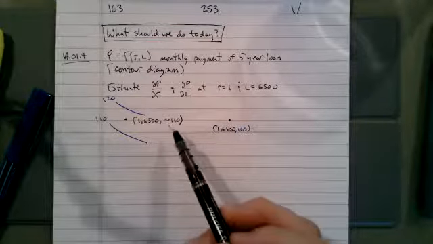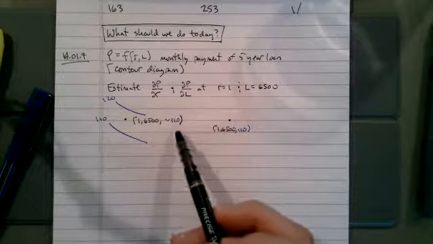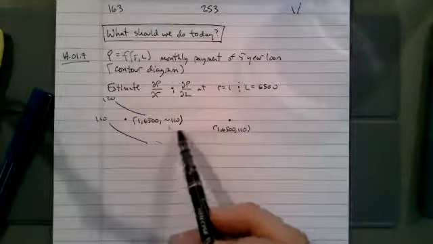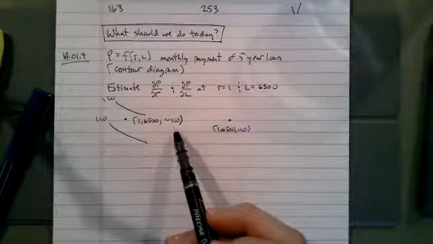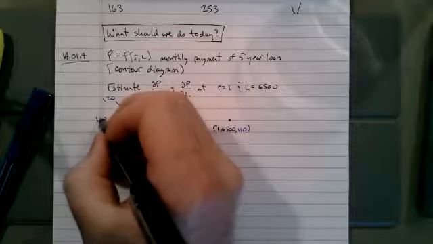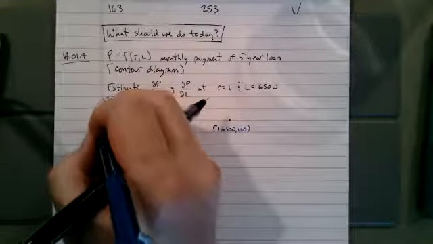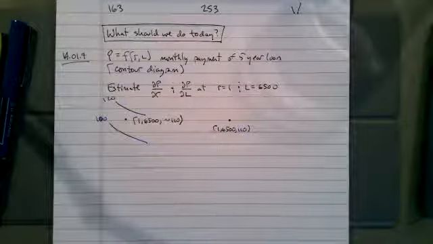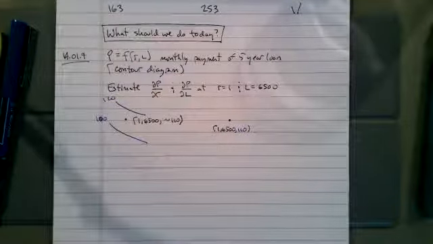So looking at the contour diagram, we want to read where things are. At 1% and 6,500, it looks like the payment is going to be approximately 110, because we're halfway between the 100 and the 120 contour lines. So that's just getting a place to start.